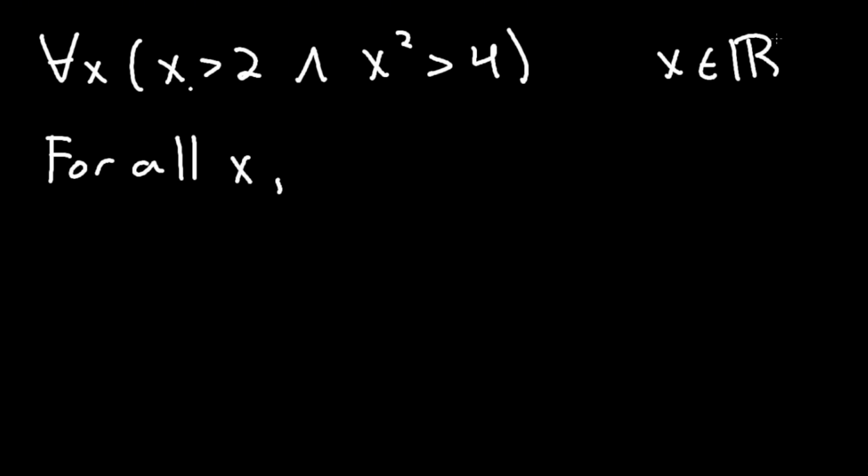So for all real numbers, x is greater than 2, and, let's write down an AND operator instead of the conditional, x squared is greater than 4. All right, is this the case? It's not, clearly, right? If you thought so, I'm not mocking you, but you might have missed something a little bit.